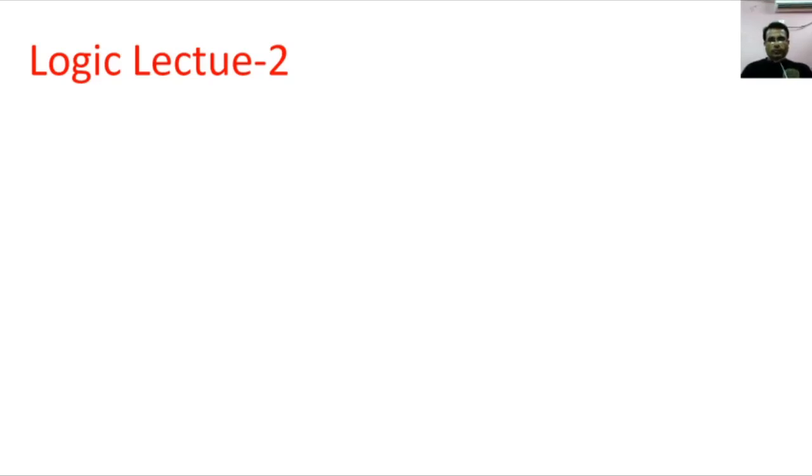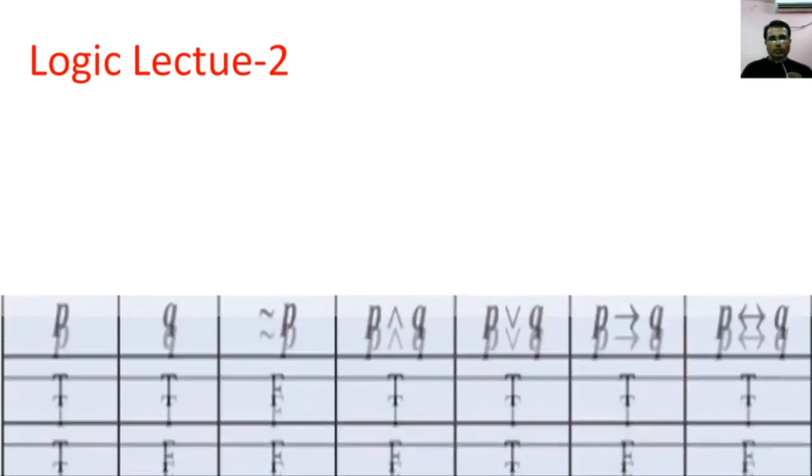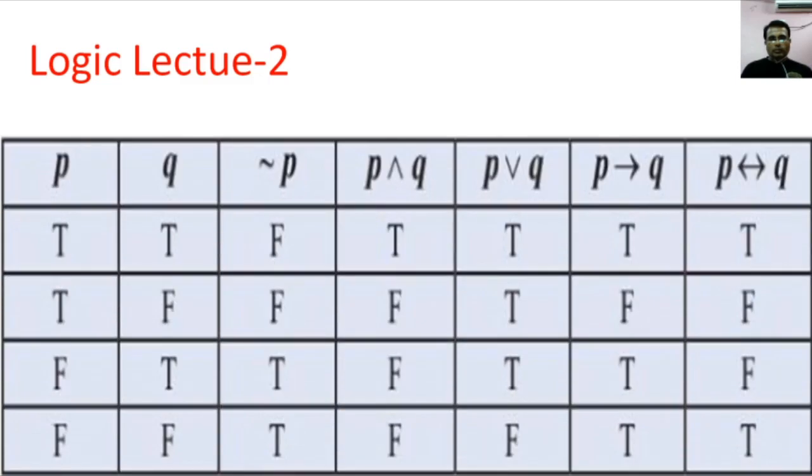Hello students, in the previous lecture of logic we studied the concept of statement and operations on statements. We have seen that there are 5 types of operations: negation, conjunction, disjunction, implication and double implication, and this is a truth table which shows all possible combinations of truth values and their resultants. So let us start with some examples based on this concept, these different types of operations on statements.